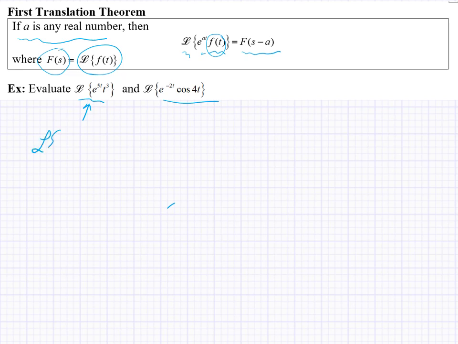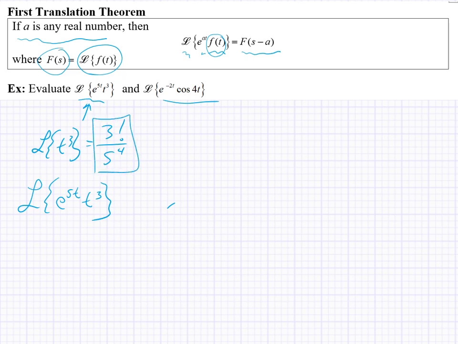We know the Laplace transform for t cubed is 3 factorial over s to the fourth. Okay? So what if I wanted to do the Laplace transform for e to the 5t times t cubed? Well, if I know this already, and all I'm doing is multiplying t cubed times this exponential, which is really what this is saying, then to find the Laplace transform, I just have to plug s minus a into the Laplace transform for f of t. So what's a? A in this case is 5. It's the constant in the exponent of e to the at.